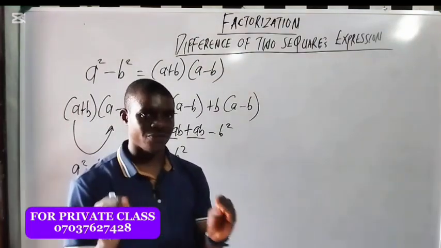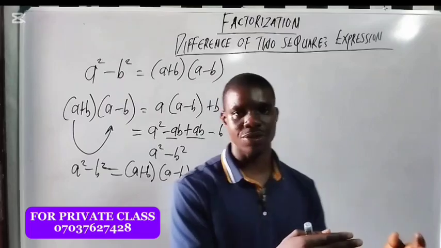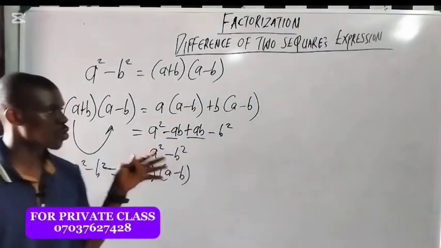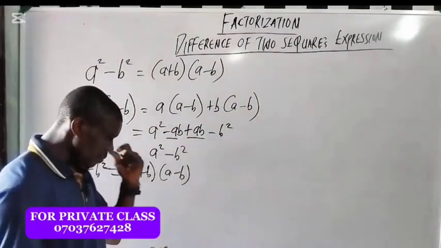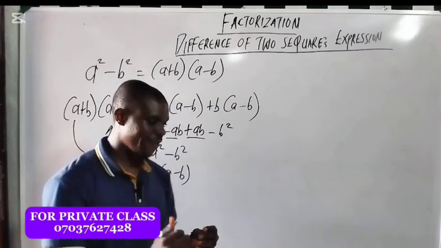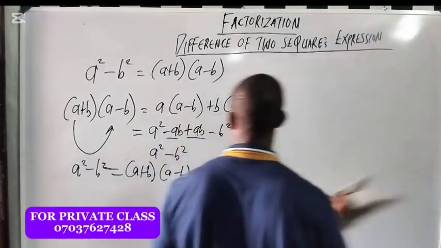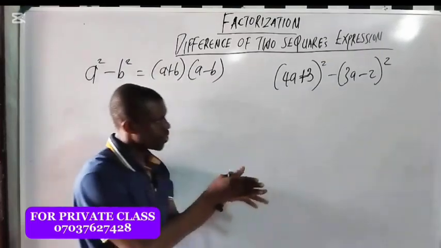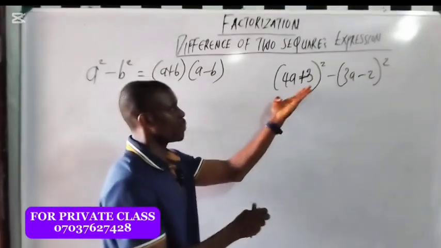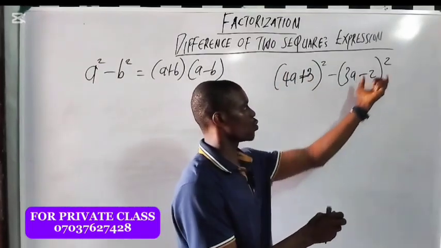Now, if you don't understand this, you won't be able to solve some key questions when it comes to mathematics. I want to solve some questions. So let's take the first question: factorize (4a plus 3) all square minus (3a minus 2) all square.